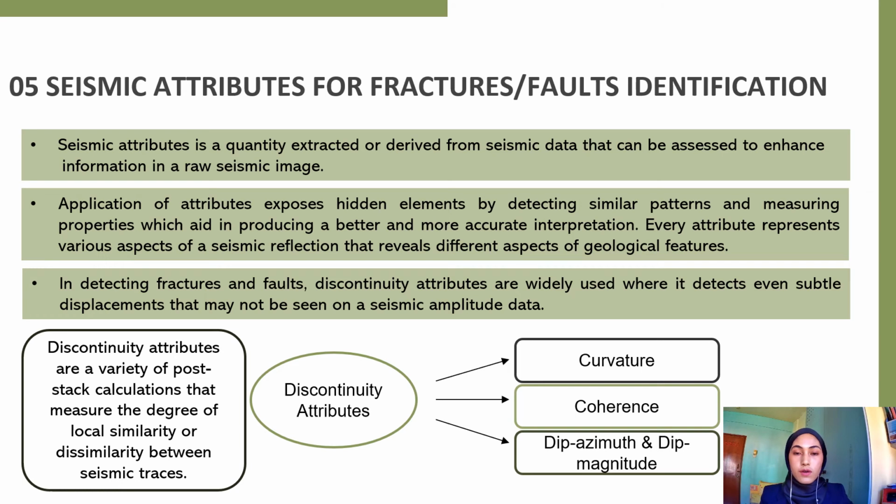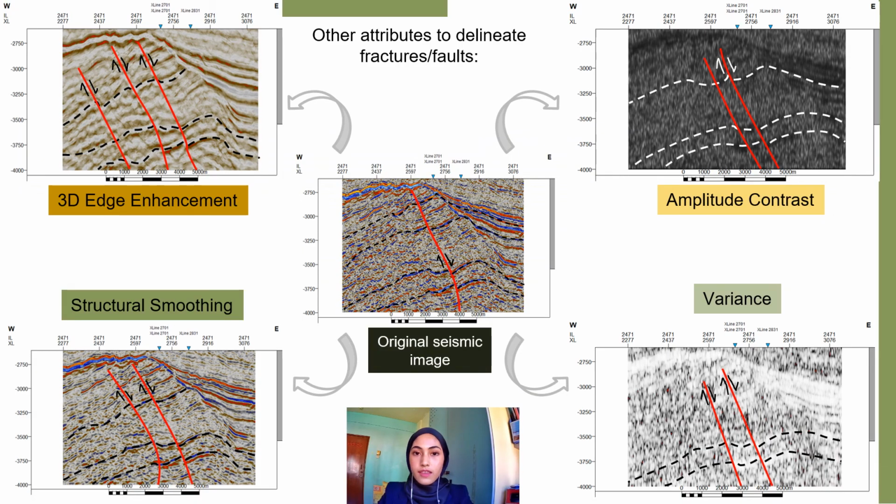In characterizing faults or fractures particularly, many researchers in the past have utilized discontinuity attributes, which can detect displacements as they measure the similarity or dissimilarity between seismic traces. Examples of discontinuity attributes are curvature, coherence, and dip azimuth and magnitude. Nevertheless, there are more viable options in choosing the right attributes to delineate structural features in our study area. I would like to demonstrate the outcomes of several attributes that have been applied on the raw seismic data and how they enhance the presence of faults and fractures.